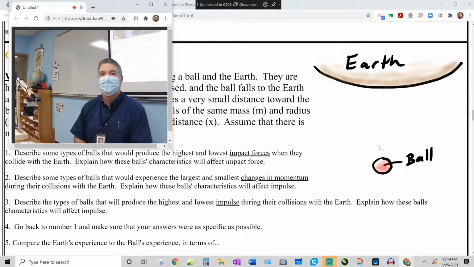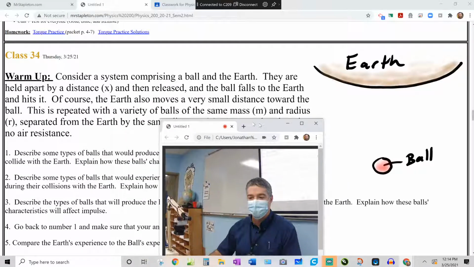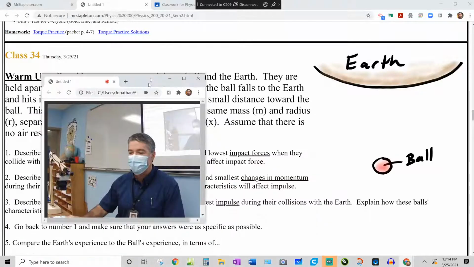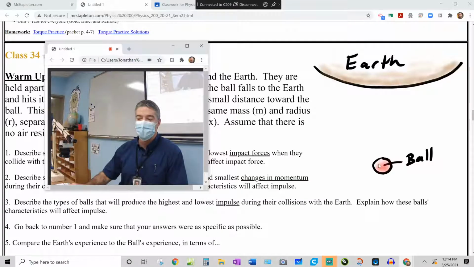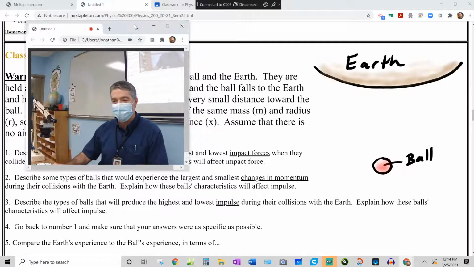Emma, what do you think? Say that again, a little louder, I can't hear you. Oh, the radius is fixed. So we've got constant mass, constant radius, and constant distance from the earth. So you're right, if it were a smaller radius ball, then it would fall farther, right? But that's been disallowed in this question.